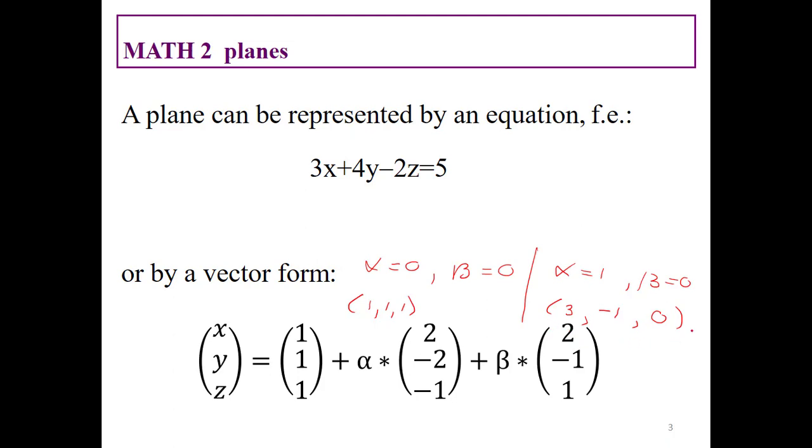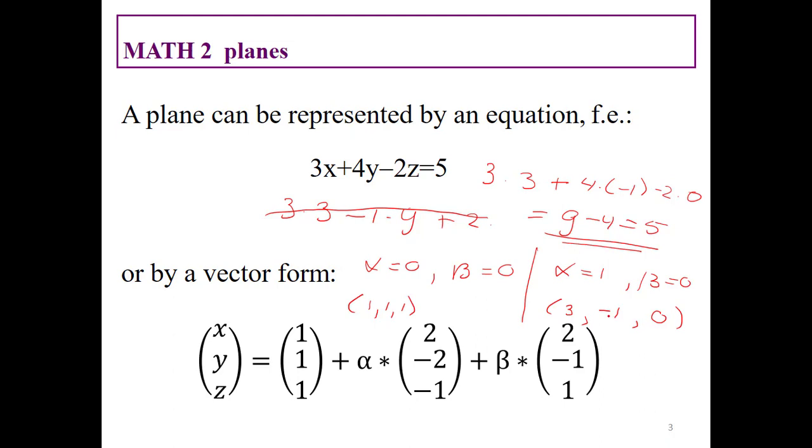If we check, by the way, the second point, then you would see that in the equation it would give us 3 times 3 plus 4 times minus 1 minus 2 times 0. So that would give us 9 minus 4 would be 5. So indeed, both points are on the plane, whether we look at the equation or whether we look at the vector form.